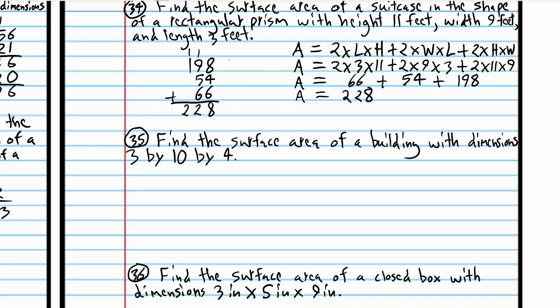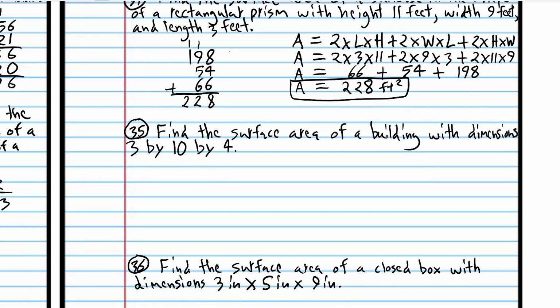So 228. Now this is area. This is not volume, so we have to write feet squared. You measure area in squares. And I know what you're thinking. You're thinking, why is it that we call it square with a 2? Well, we'll talk about that later. It's not important at this point. All right.